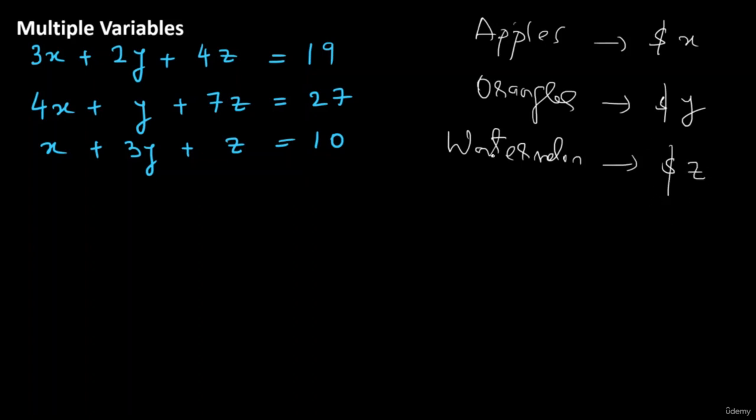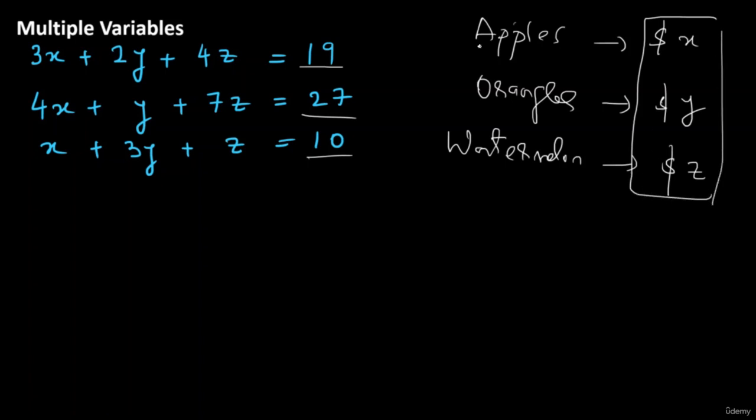Now, it may be given that if somebody is buying 3 apples, 2 oranges and 4 watermelon, they have to spend $19. If they are buying 4 apples and 1 orange and 7 watermelon, they have to spend $27. And if they are buying 1 apple, 3 oranges and 1 watermelon, they have to spend $10. And we have to find X, Y and Z.